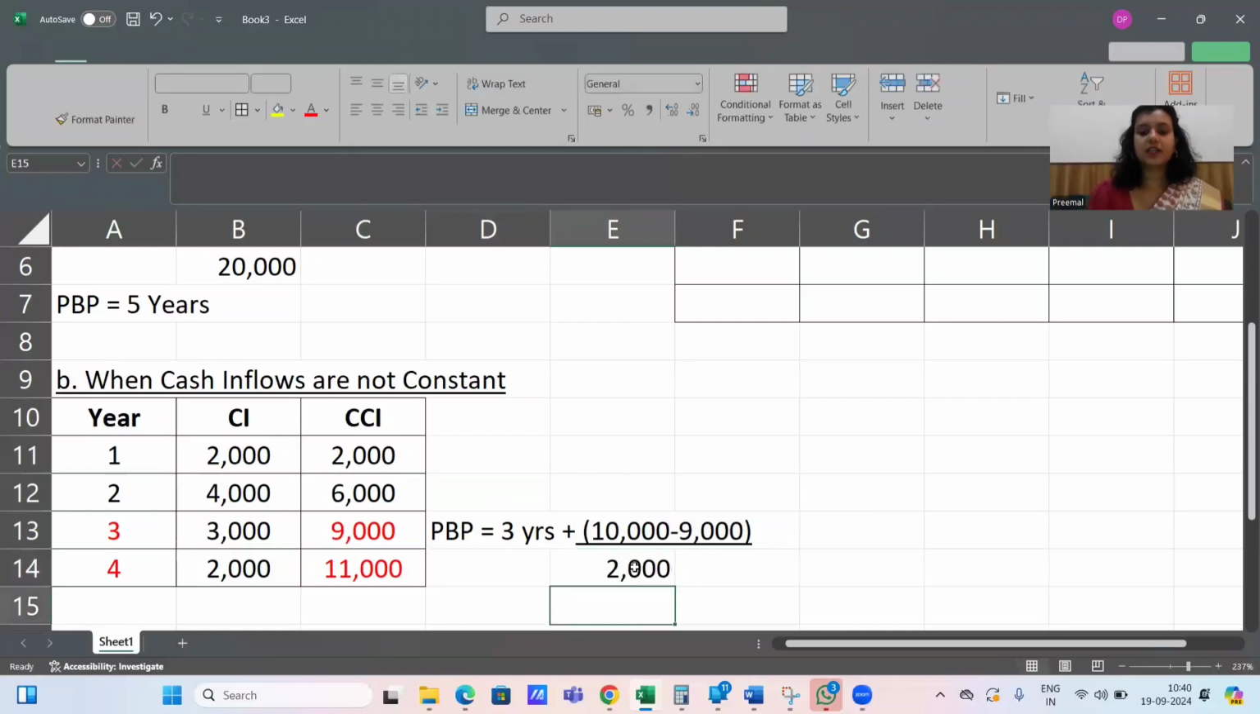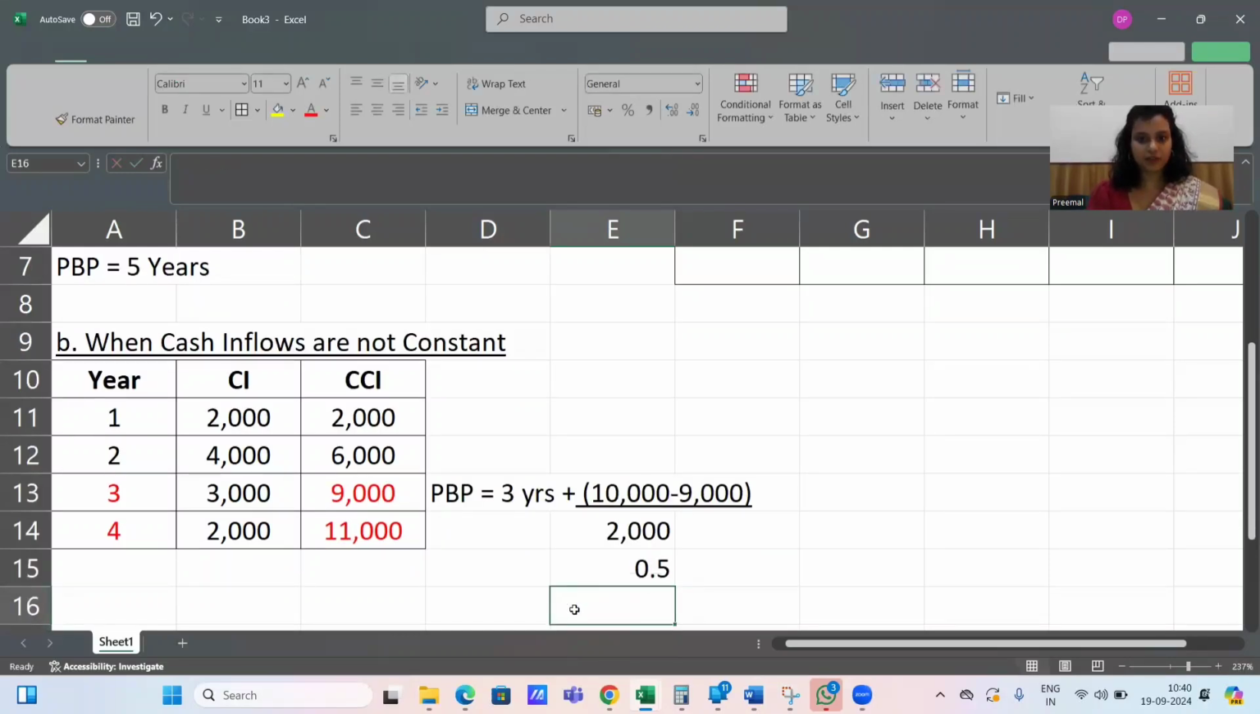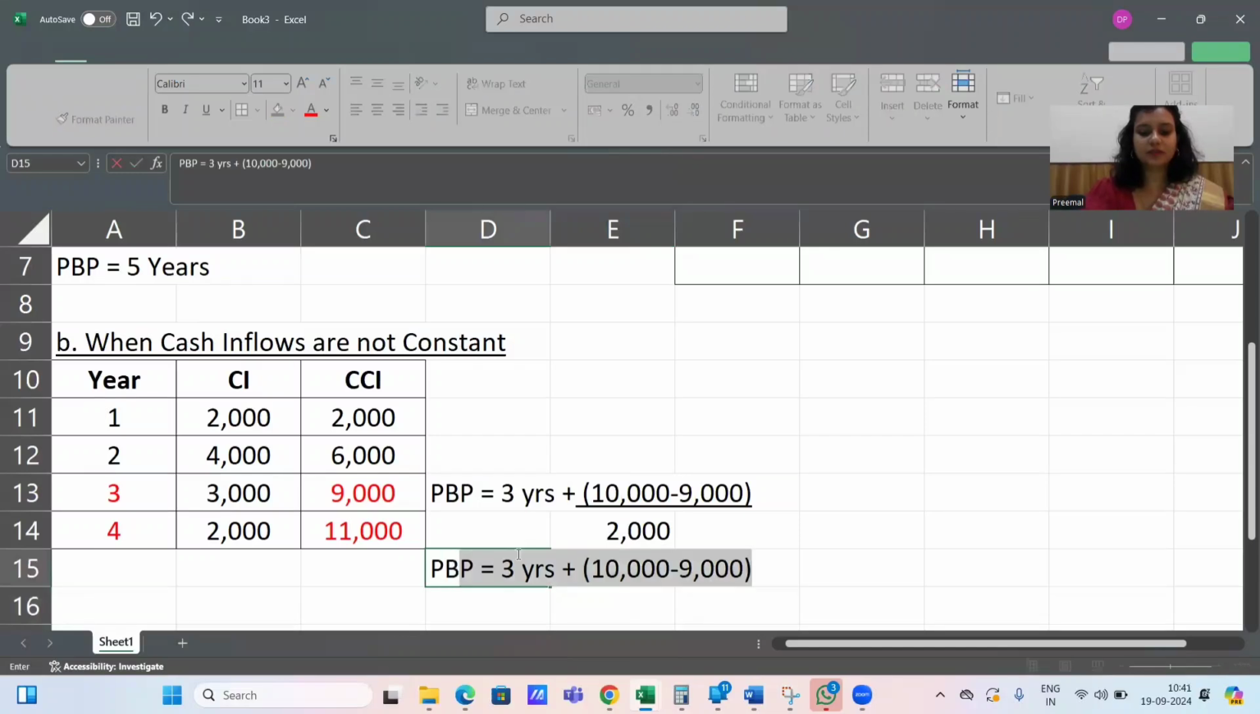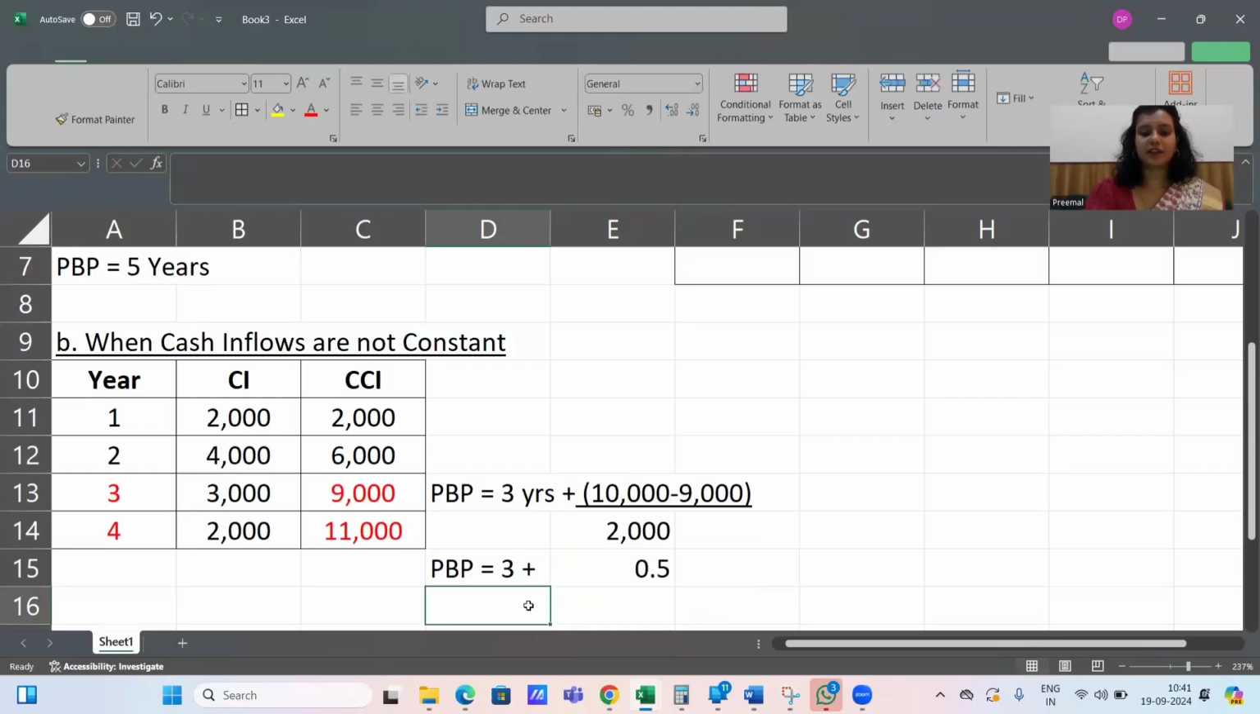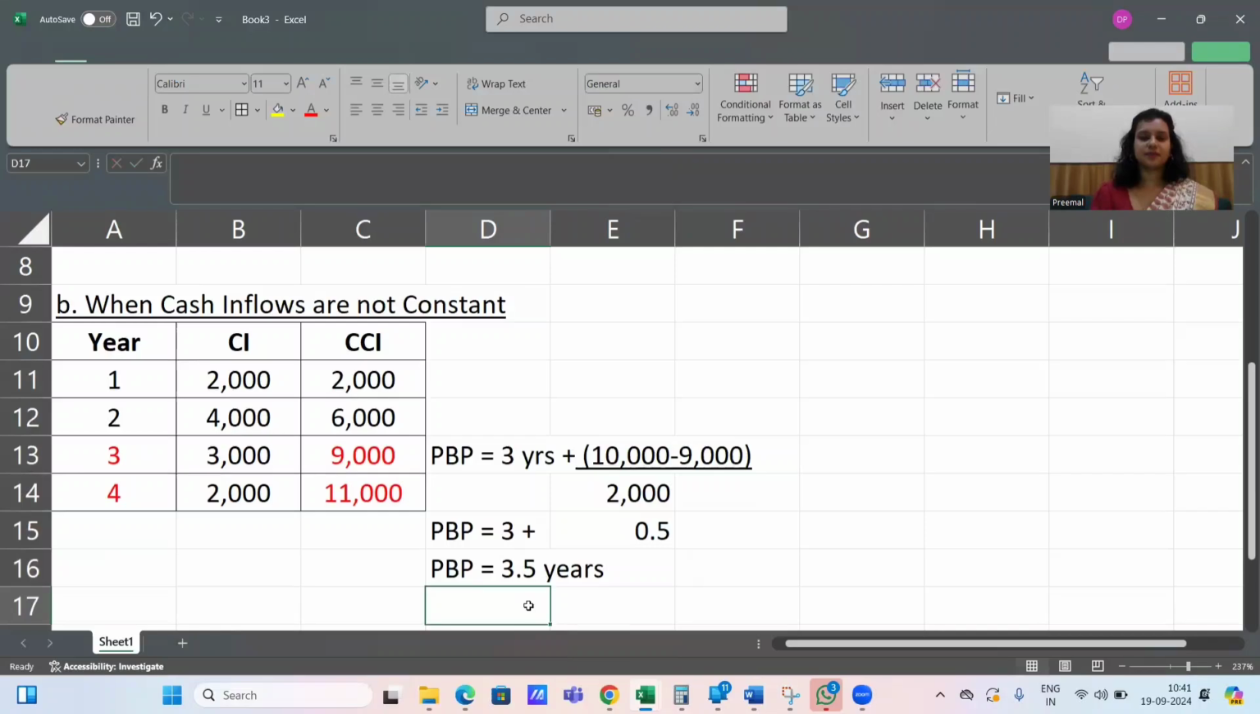So the remaining initial investment that is required to be recovered is available in the next year's cash inflow, which is 2,000. So when you calculate this, 1,000 by 2,000, you get 0.5. So payback period will be 3 plus 0.5. And hence payback period will be 3.5 years. And this is how you calculate payback period when cash inflows are not constant.